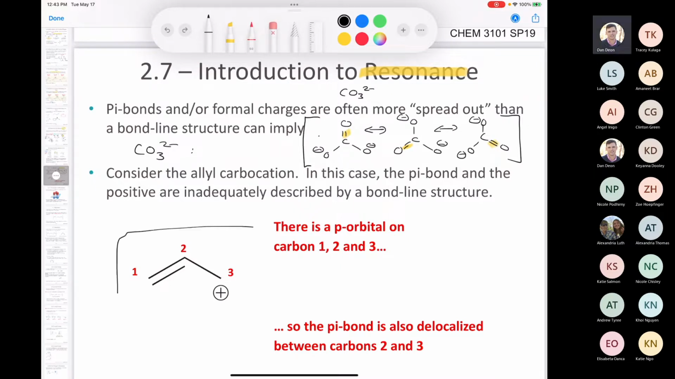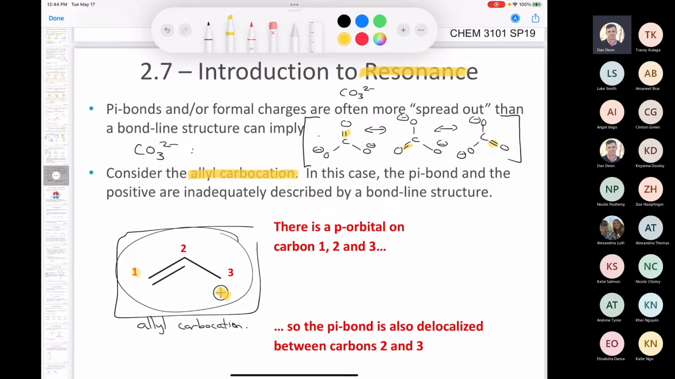Check this structure out here. This is called an allyl carbocation. Very simple structure that can undergo resonance. In this case, the pi bond and the positive charge are inadequately described by a bond line structure. So this is the allyl carbocation, and there's nothing wrong with what's drawn here. However, it doesn't give you the full picture, because the positive charge is actually, in reality, delocalized between carbon number 3 and carbon number 1.